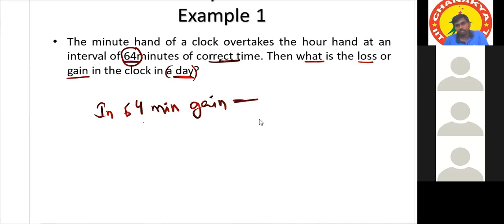65 5 by 11 minus 64. Yes, very good. How much is that? 65 5 by 11. One second, sir. 65 1 by 11. I think it is not.